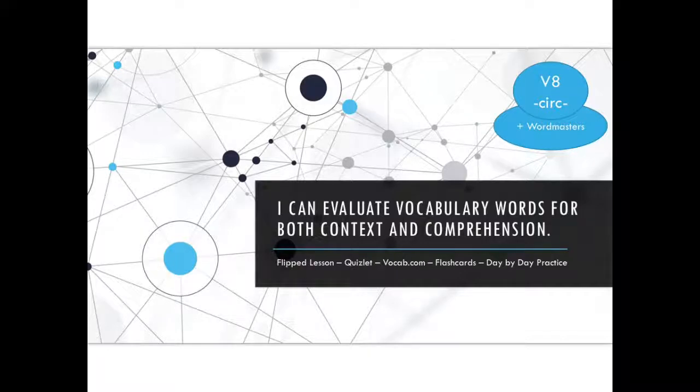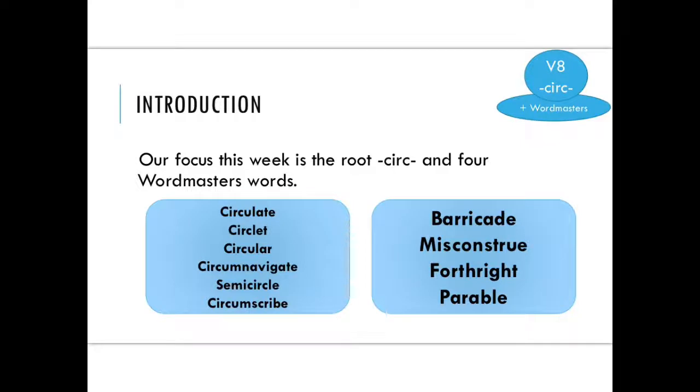This week's root is circ. Our goal? I can evaluate vocabulary words for both context and comprehension. Our focus this week is the root circ and 4 Wordmaster words. I've picked out 10 total words for you to focus on. Circulate, circlet, circular, circumnavigate, semicircle, circumscribe. And your Wordmaster words: barricade, misconstrue, forthright, parable.